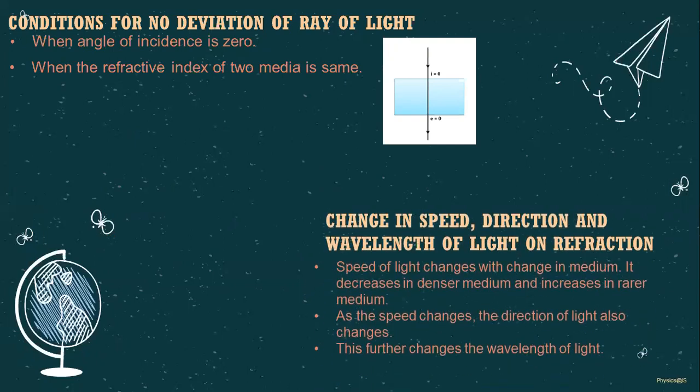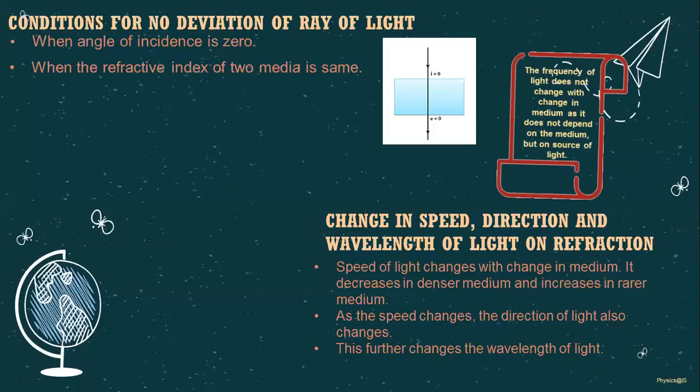The factors which change on refraction are speed, direction, and wavelength of light. Speed of light changes with change in medium. If it passes from a denser to a rarer medium, its speed increases. And if it passes from a rarer to a denser medium, the speed decreases. Now, as speed changes, the direction also changes. And further, the change is also seen in the wavelength of light. If the speed of the light is more, the wavelength is also more. And if the speed of the light is less, the wavelength is also less.